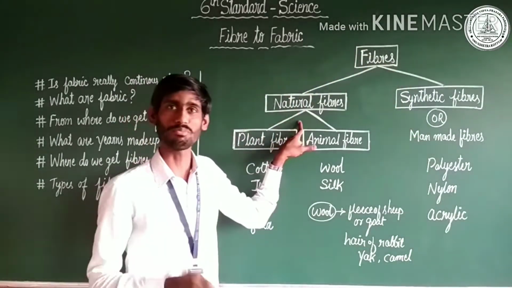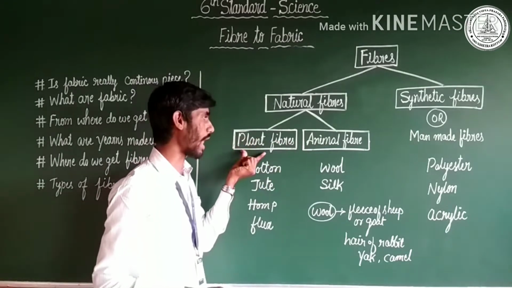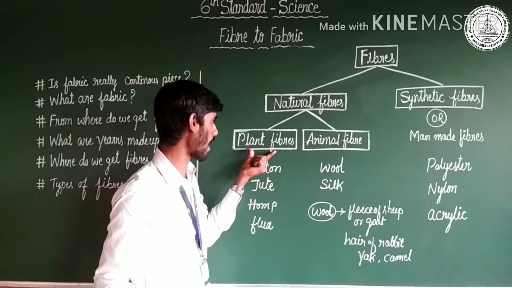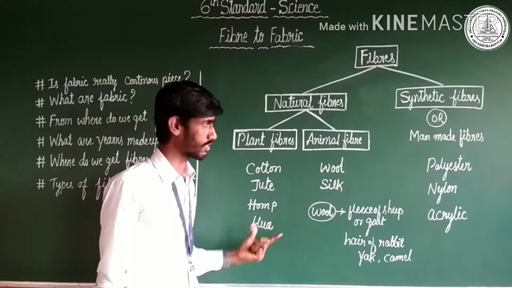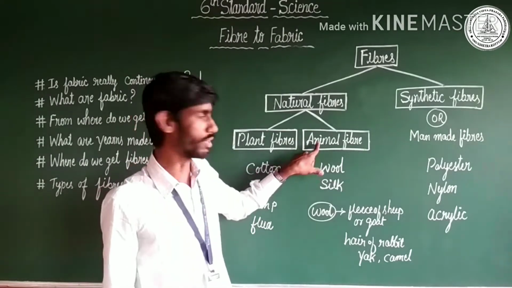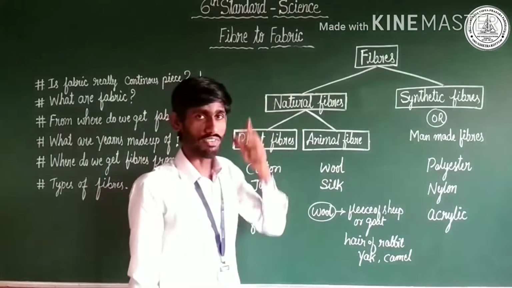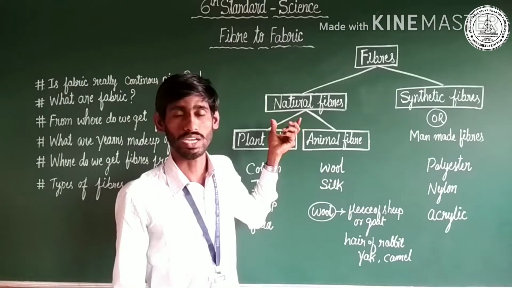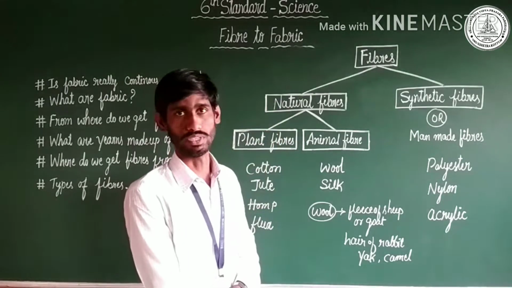Natural fibers can be subclassified into two types: plant fibers and animal fibers. Examples of plant fibers are cotton, jute, hemp and flax. Examples of animal fibers are wool and silk. Chotu, natural fibers are nothing but fibers that come from nature. Okay, it is a natural source. That's why we call them natural fibers.